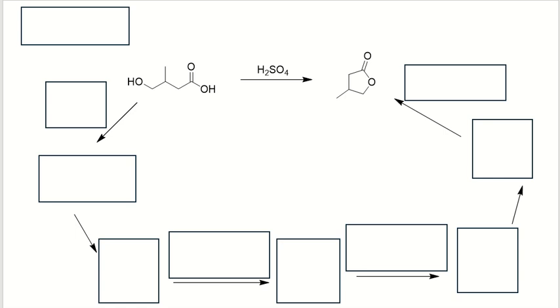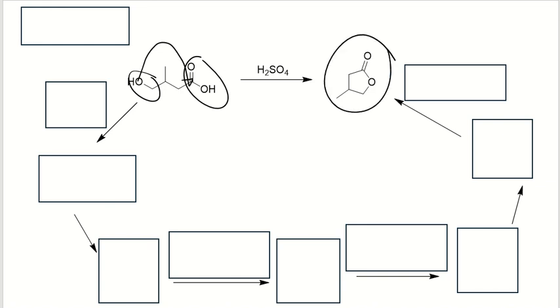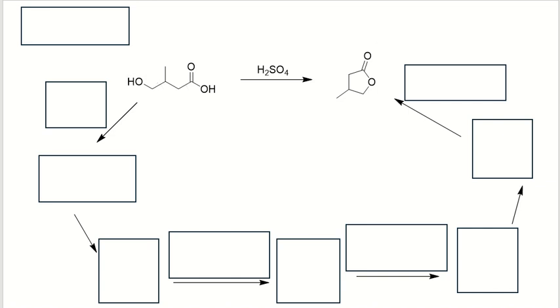In a previous video, I showed a Fischer esterification where we had an alcohol and a carboxylic acid and we made an ester. Well, if your alcohol is part of the same chain as your carboxylic acid, we can actually do an intramolecular Fischer esterification to get a cyclic ester known as a lactone. And so the first step, again, all the steps are the same.